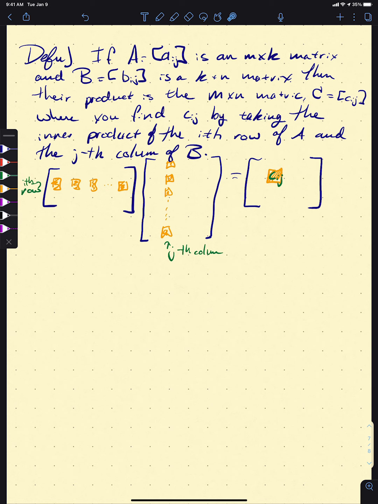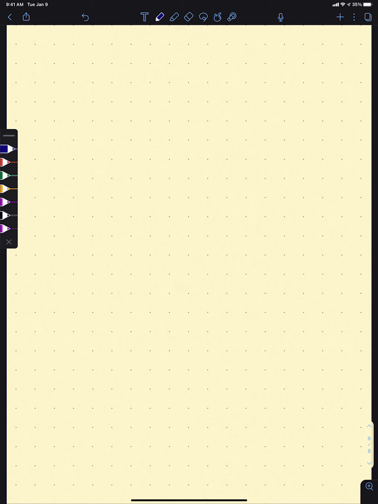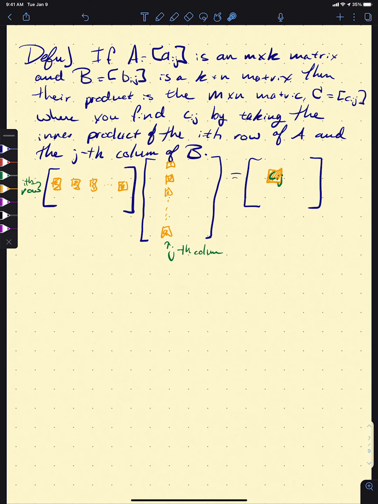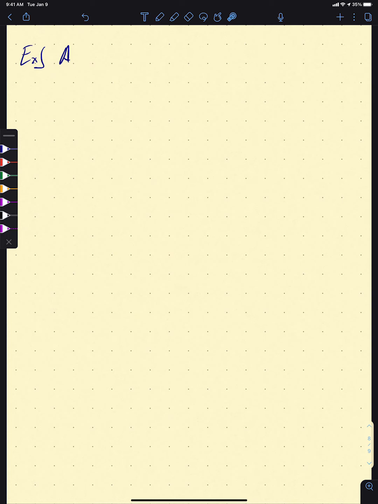So let's do some examples of this. I think we can fit one on this page. Actually, we probably can't fit that on this page. The nice thing about using this iPad is I can use as many pages as I want and skip them, so we don't have to crowd here without wasting paper, which is nice. So let's say A equals 1, 3, 1, 0.